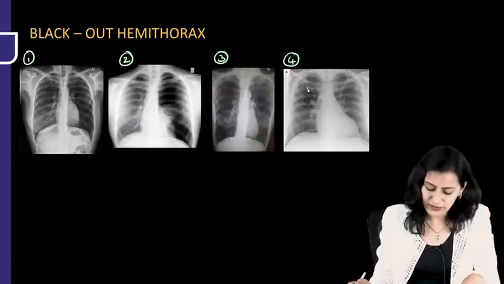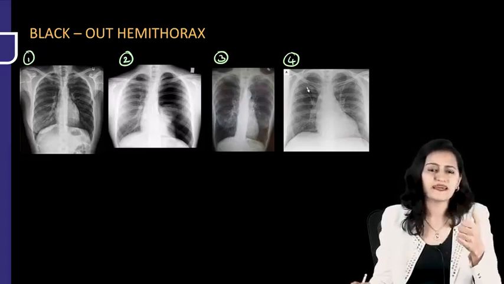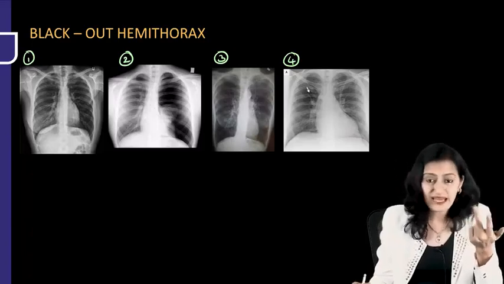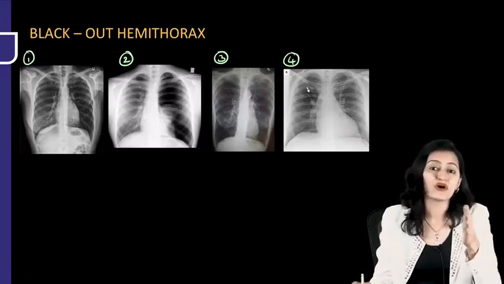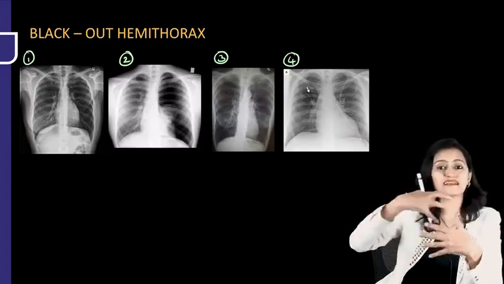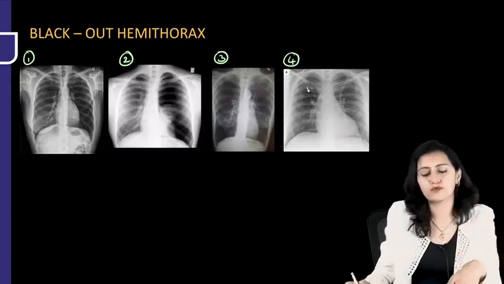Now coming to the blackout hemithorax. What causes blackout hemithorax? Black on X-ray is air. So excessive air, like in pneumothorax, emphysema. Then we have the next: decreased density will cause blackout. Why? Because when we decrease the density, we know that the image comes black, right? The X-ray penetration is more and the image is more black.